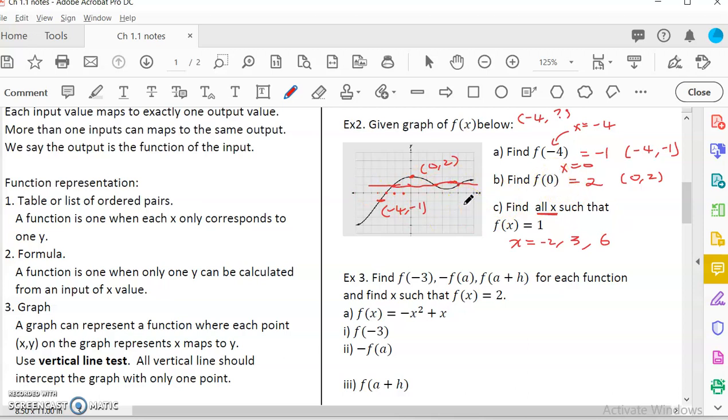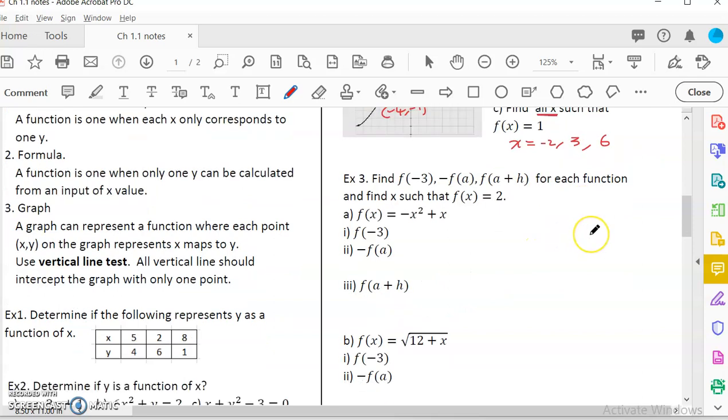So the third example is when your function is given as a formula and we want to find f of something. We want to find the output. So the first is my f of x is negative x squared plus x. I want to find f of negative 3. That means I want to plug in negative 3 in all the x notation, all the x in the formula. So whenever I see x, I will plug in negative 3.